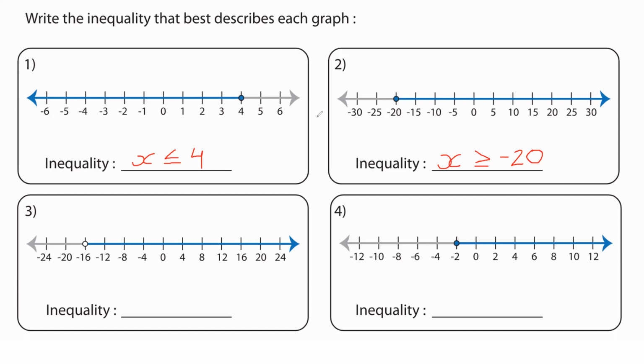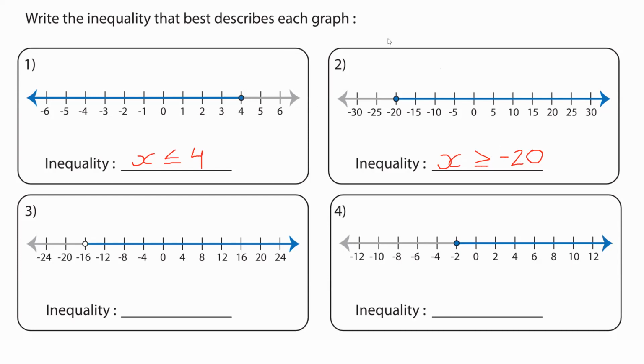Good. Why is it greater than or equal to? Because it's shaded. Very good. It's shaded and it's going to the right. So that means that X is going to be greater than or equal to negative 20.